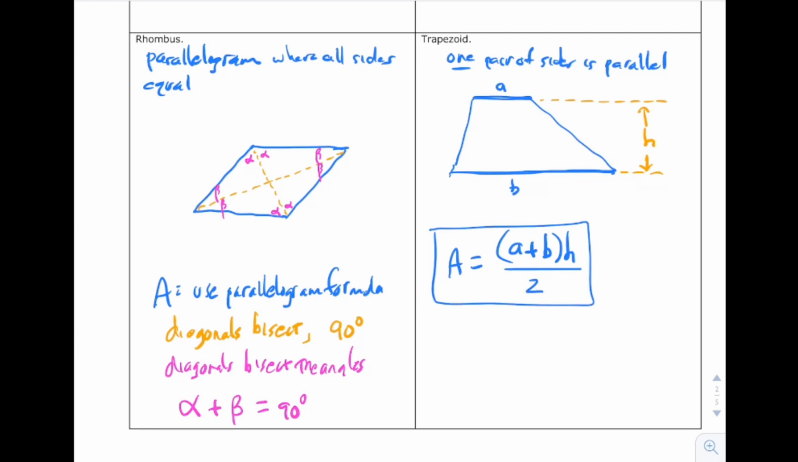This formula has basically two parts to it. A plus B over 2 is the average of these two sides, right? So it's kind of like giving me the length going right through the middle, or the width going right through the mid-height here. That's what the A plus B over 2 is, times, of course, the height. That's how you might remember that formula. I think we're good with trapezoids.